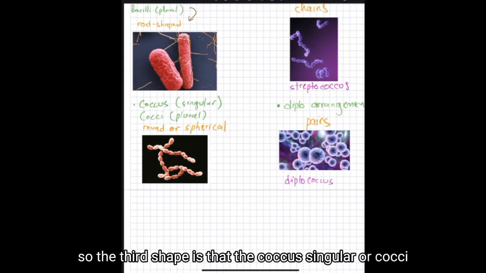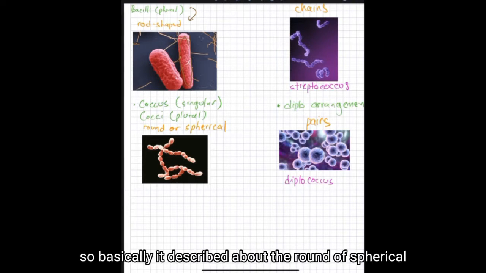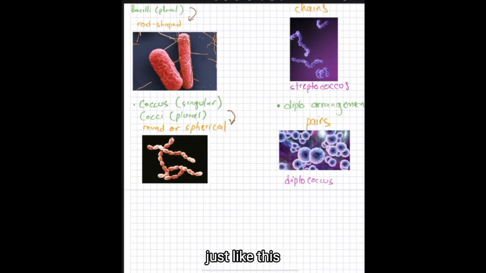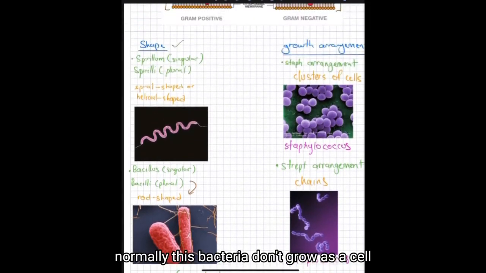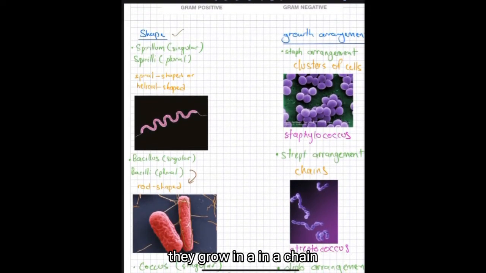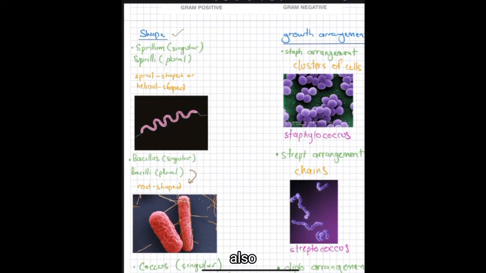So the third shape is the coccus in singular or cocci, whatever you want to call it. So basically it describes the round or spherical shape, just like this. And normally these bacteria don't grow as a single cell, they grow in a chain, in clusters or in pairs. So basically the bacteria can be characterized by the growth arrangement also.